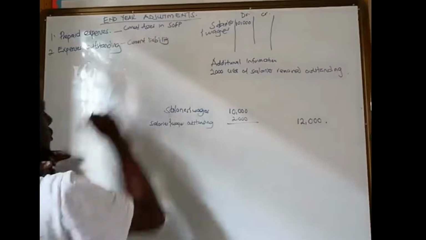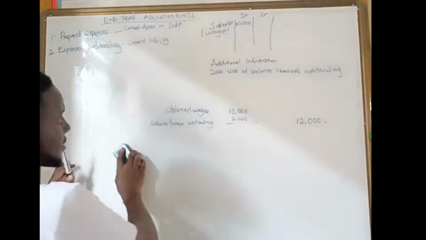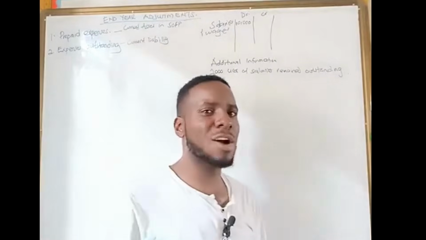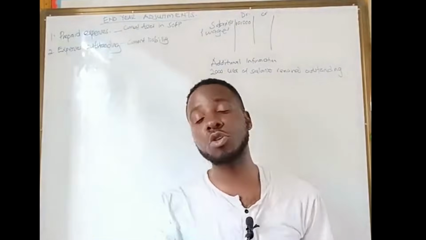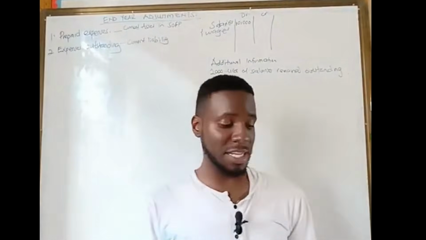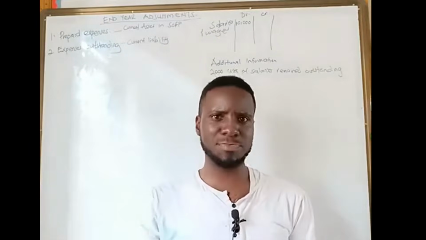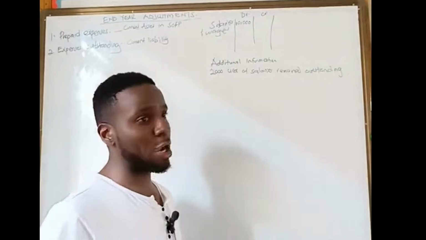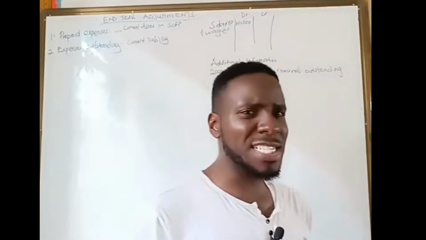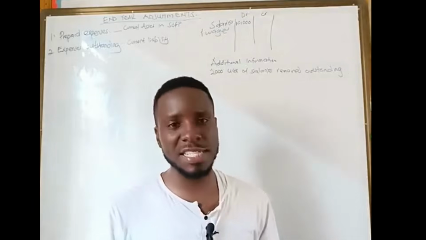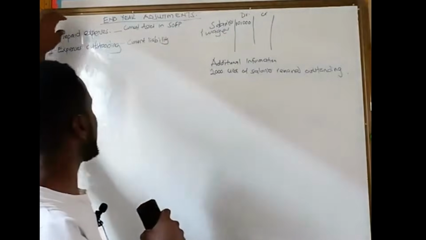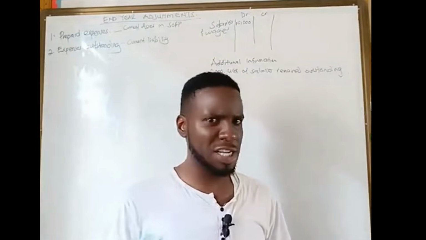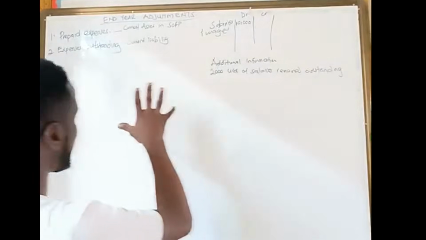Before I go further, allow me to talk about something here. When it comes to the word outstanding, there are other words that can be used to mean outstanding, and they should not confuse you. They can say an expense outstanding, an expense due, or an expense owing. Those terms should not confuse you. It all means the same thing. Just like prepaid also means in advance. For example, if they pay you in advance, it means you are prepaid.